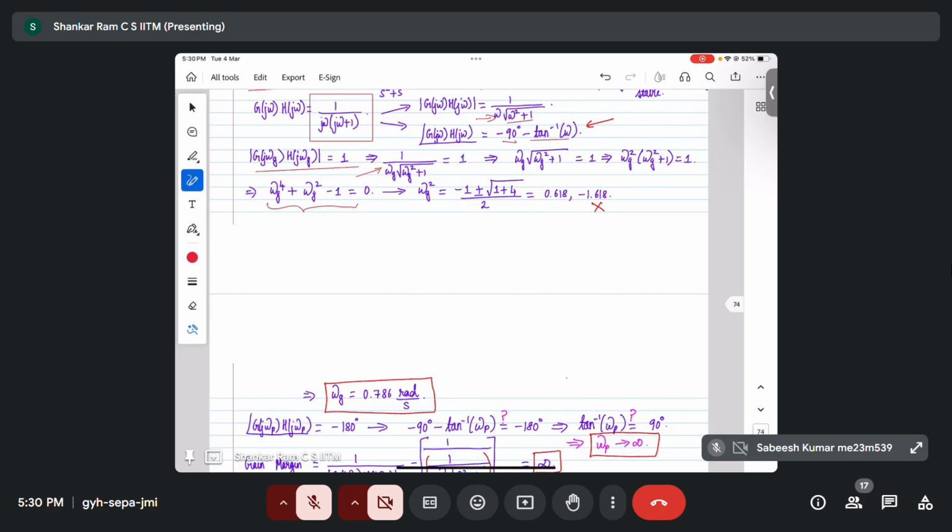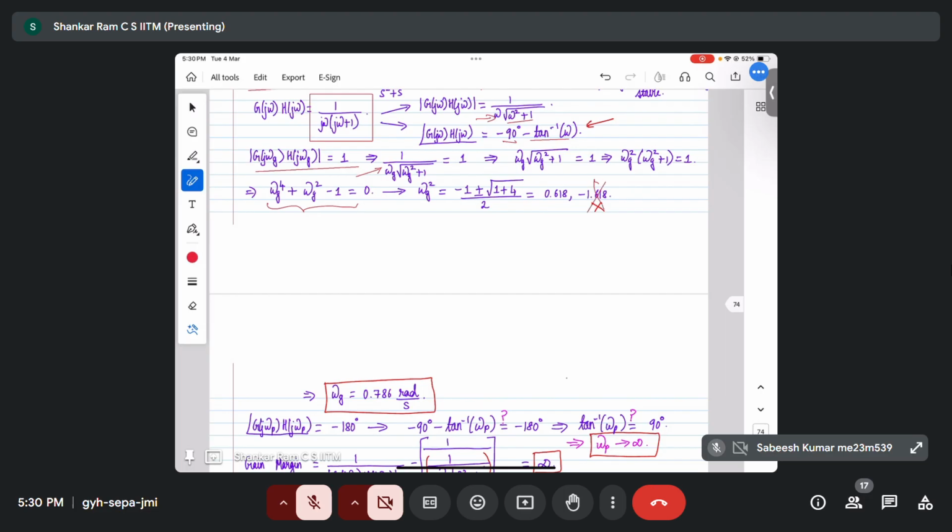Because omega cannot be negative. Omega squared cannot be negative because I have to take the square root to get omega, right? Omega g, in the physical sense, is an angular frequency, so it has to be a real number. If I take the square root of a negative number, I will get an imaginary number, which is not possible. So that is why we have crossed out 1.61.